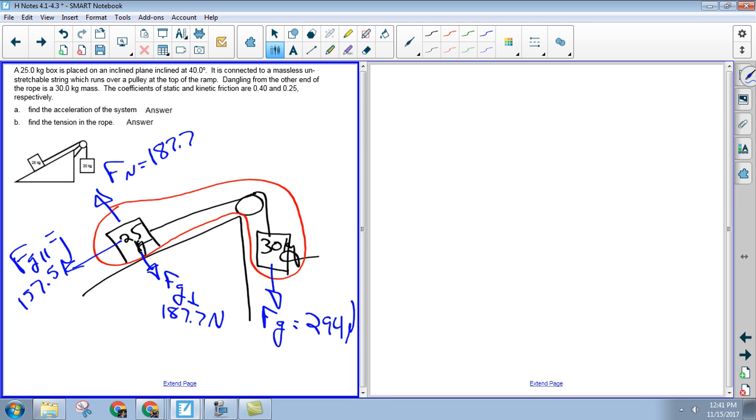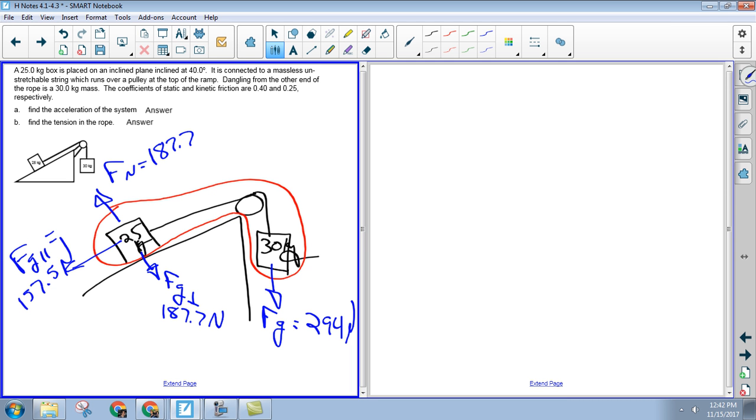Good? All right, so we have to figure out which way the system is going to go so that we can figure out which way friction goes. In other words, in what direction is our attempted motion? Usually the easiest way to answer that is to ask yourself, what would happen if there was no friction? So which way would the system go if there was no friction? It would go this way, right? Do you guys see why?